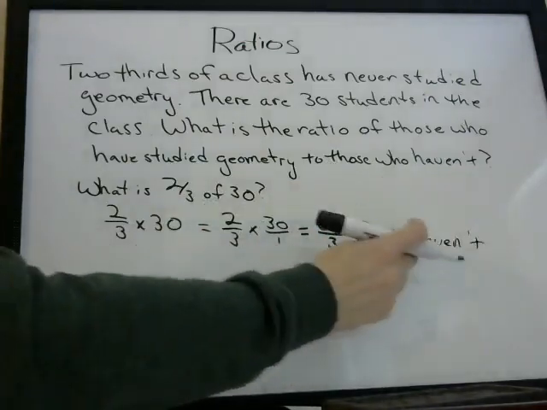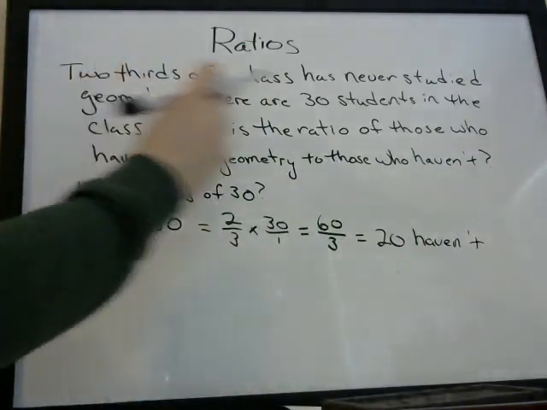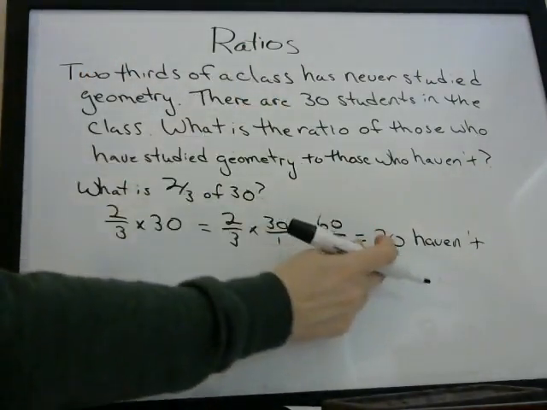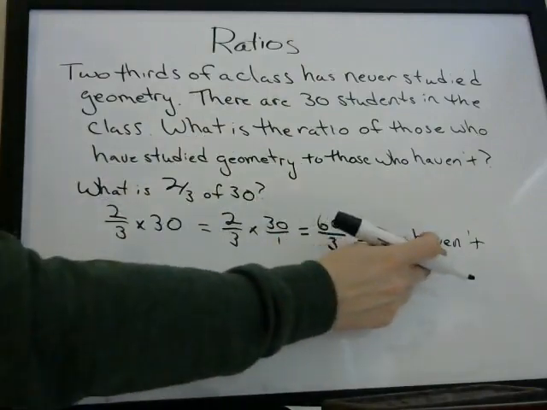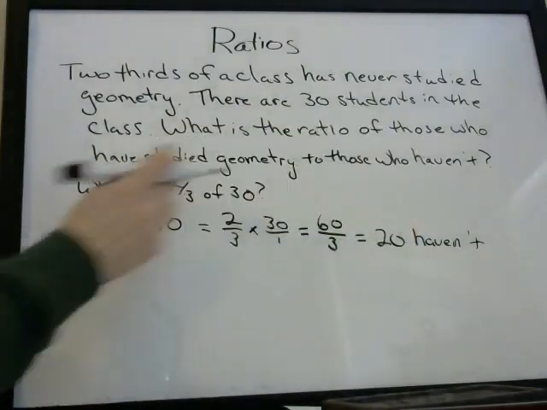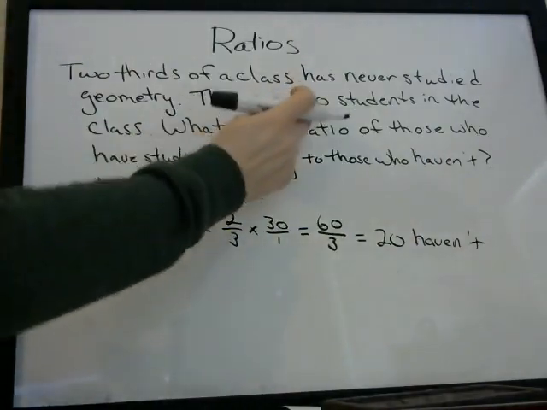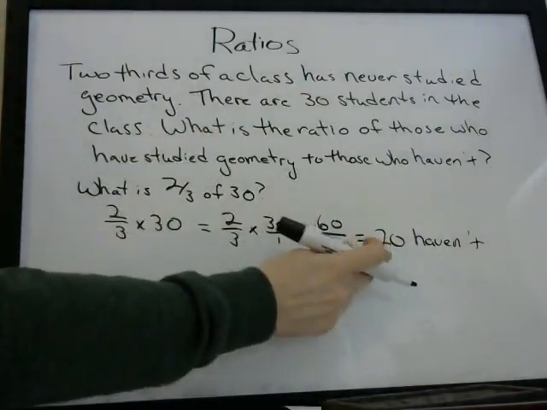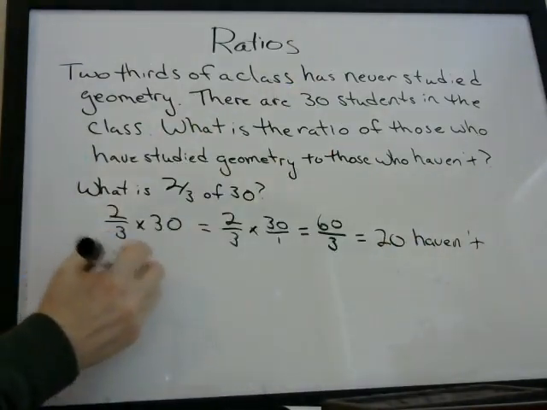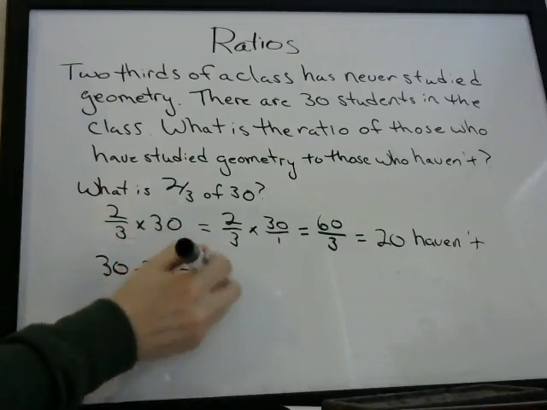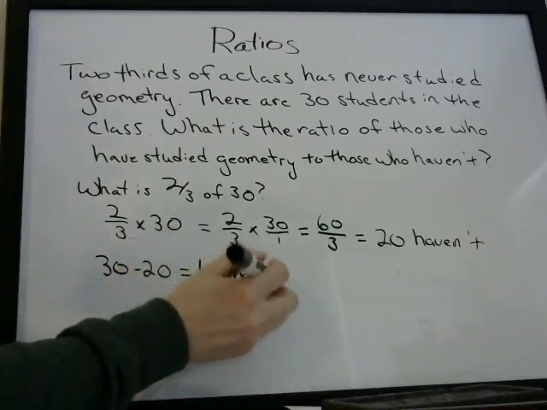So 20 students haven't, right? Because 2/3 of the 30 have never studied, and 2/3 of 30 is 20 students. So 20 students haven't. So how do we figure out how many have studied? Well, if there are 30 students, 20 of them haven't. How do we figure out how many that have? Well, how many are left? 30 minus 20 equals 10 students have.